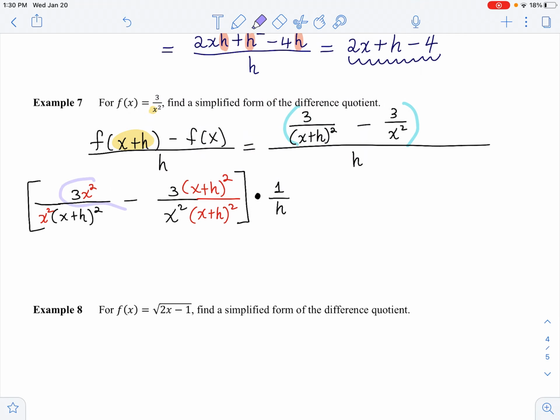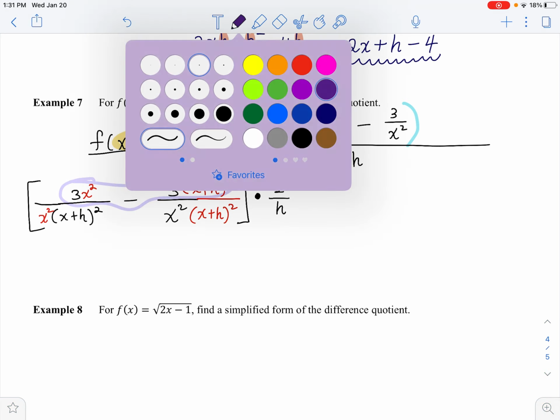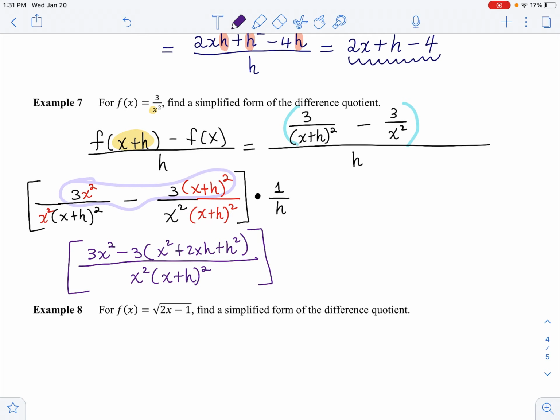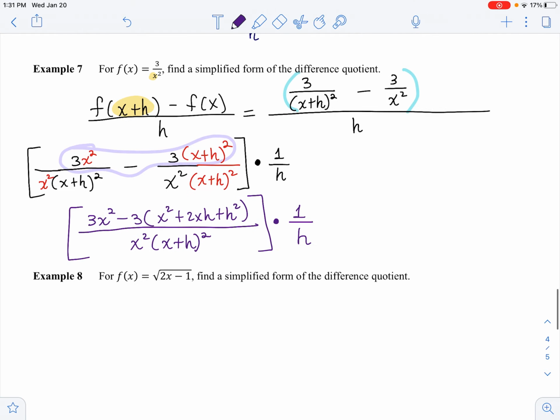Let me go ahead and put the numerators together. 3x squared minus that term. I will have 3x squared minus 3 times, and what is x plus h squared? We know that is x squared plus 2xh plus h squared. We FOILed this out previously. And all over, let's just write down that denominator once. I will simplify the numerator, and when I'm done, I will multiply that by 1 over h.